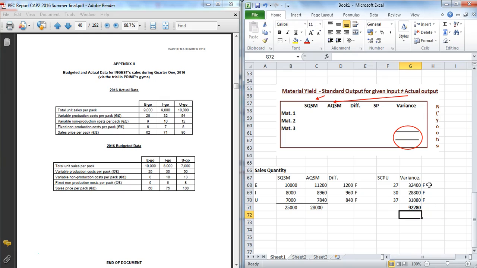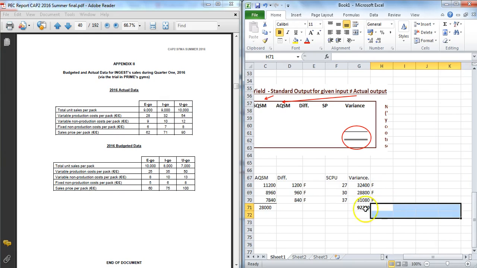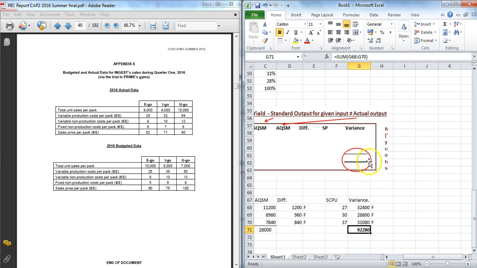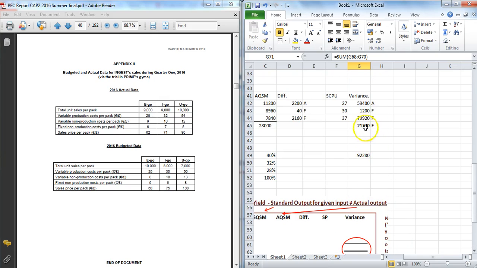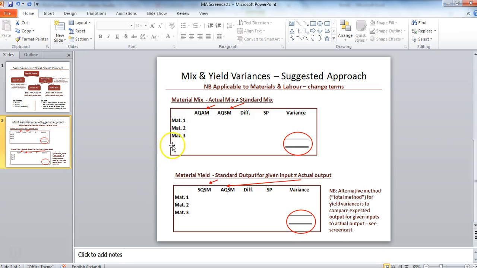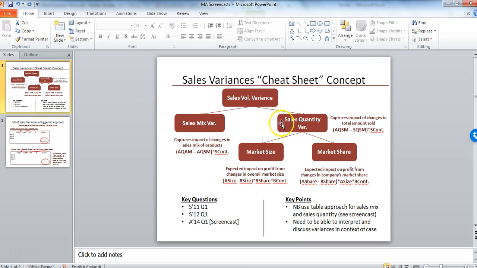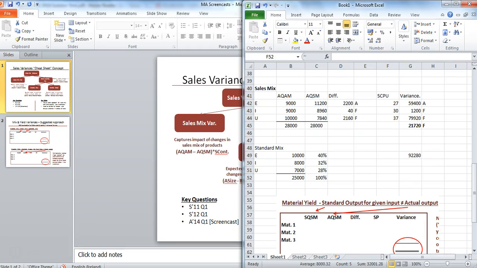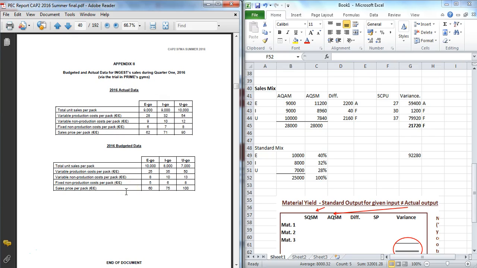So you can add them all up because they're all favorable, and you can see then that the 92,280 matches up here. So when you add the 92,280 to the 21,720, you get your 114,000. And again, this matches the relationship between the sales mix variance and the sales quantity variance. This explains how much of the profit impact was due to changes in sales mix, and this is just due to the change in the number of units sold overall. So again, you weren't asked this question to make any comments, but prior exam questions have asked you to make comments, so it is useful to practice and be able to interpret what the variances actually mean.